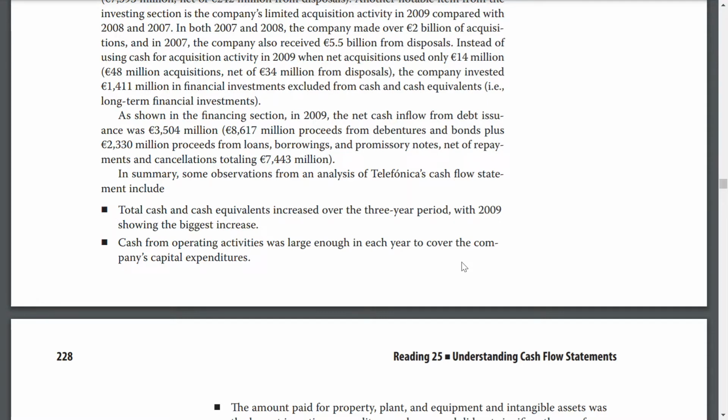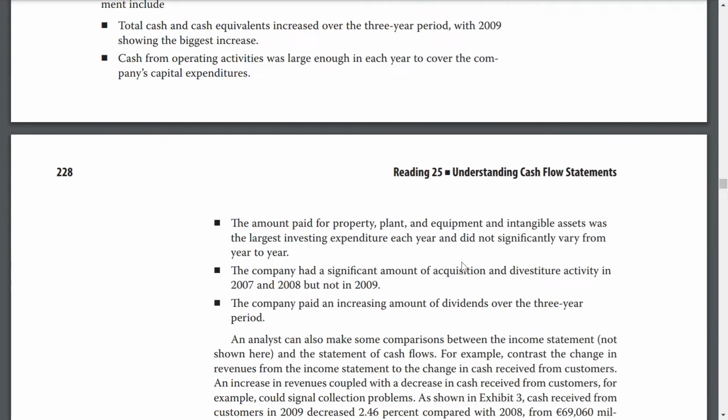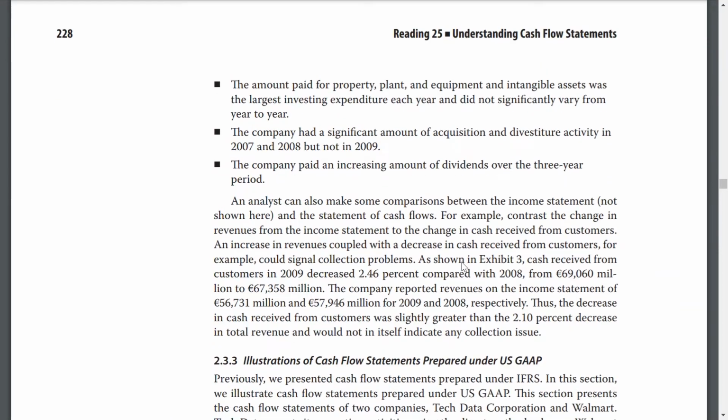Cash from operating activities was large enough each year to cover the company's capital expenditures. The amount paid for property, plant, and equipment and intangible assets was the largest investing expenditure each year and did not vary significantly from year to year. The company had a significant amount of acquisition and divestiture activity in 2007 and 2008, but not 2009. The company paid an increasing amount of dividends over the 3-year period. An analyst can also make some comparisons between the income statement and the statement of cash flows.